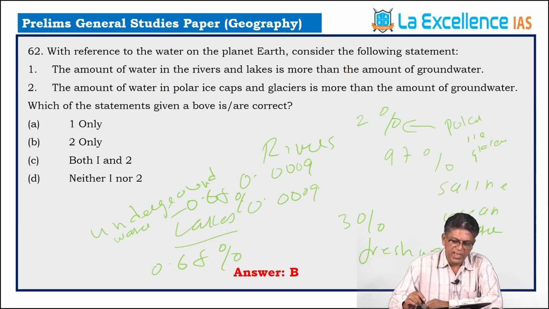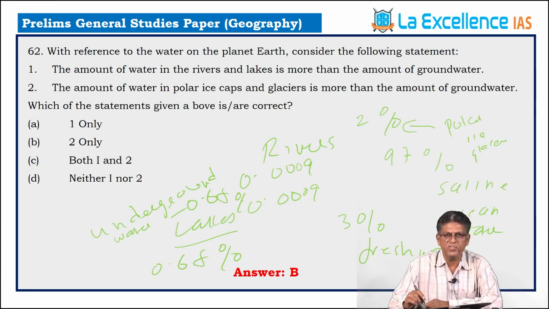So now let us have a look at the question. This is a factual question which is about the distribution of water resources on planet Earth. The amount of water in the rivers and lakes is more than the amount of groundwater. Quite clearly this statement is false. It is incorrect, because the amount of water in rivers and lakes is much, much less than the amount of water contained as groundwater below the surface of the earth.